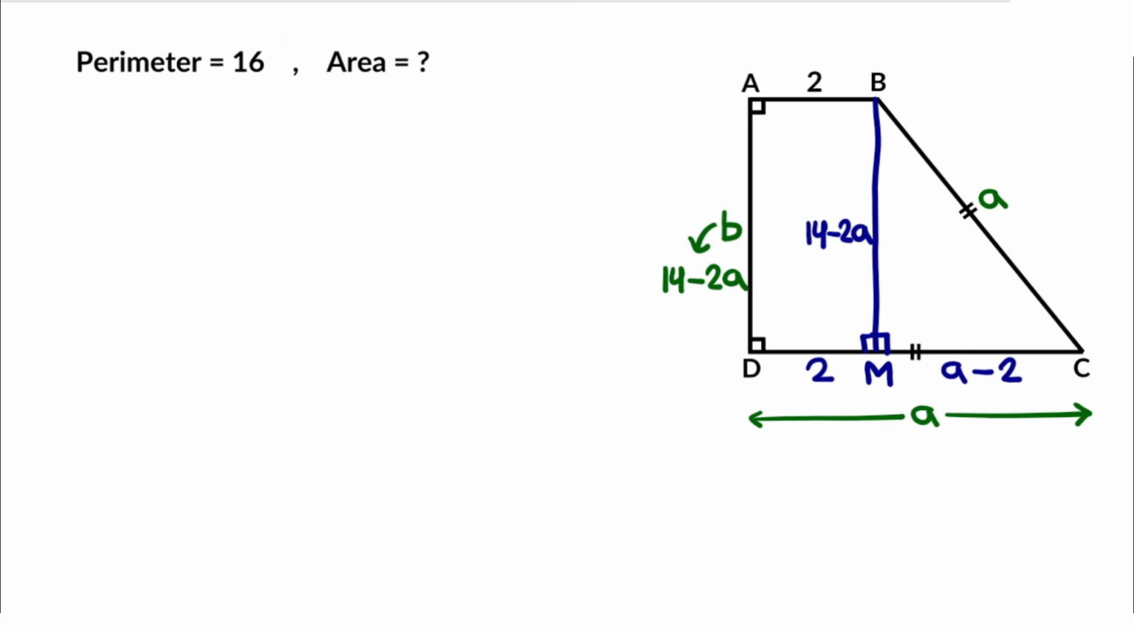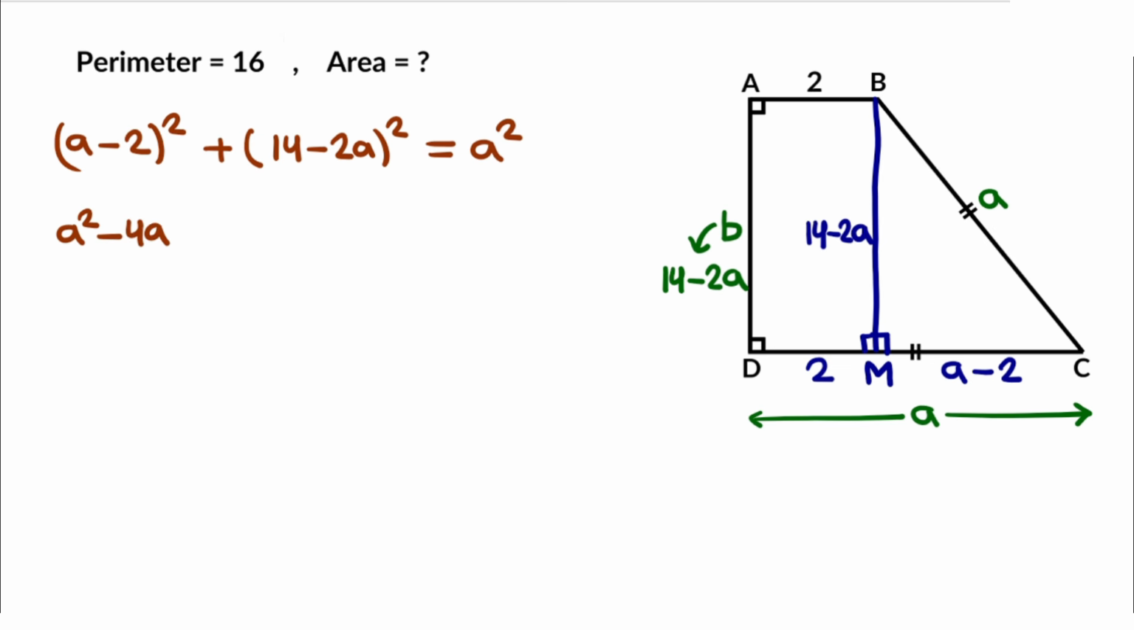Perfect. Now we can use Pythagoras. Exactly. So the quantity A minus 2 squared plus the quantity 14 minus 2A squared equals A squared. Let's expand both squares carefully. The first gives us A squared minus 4A plus 4. The second gives us 196 minus 56A plus 4A squared, and the right side is A squared.